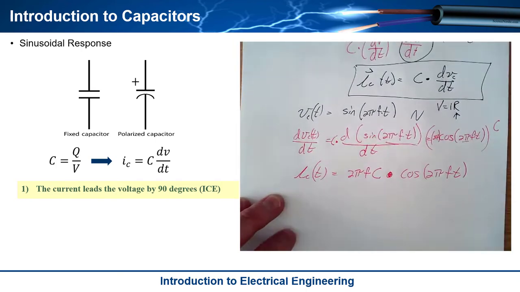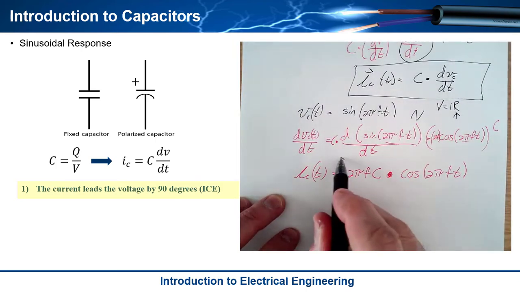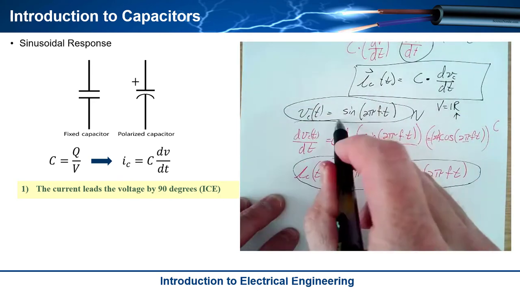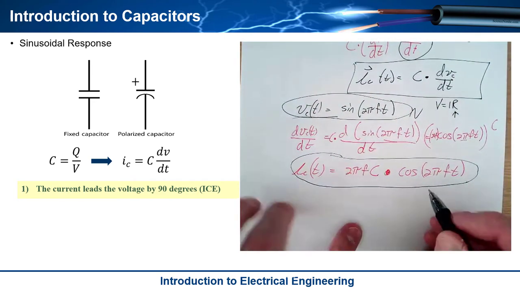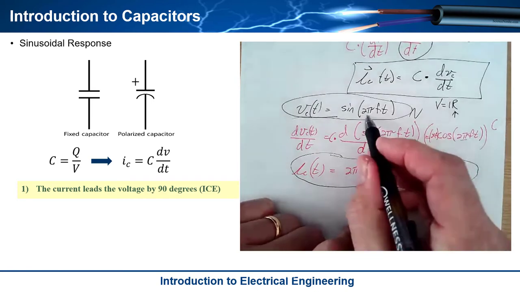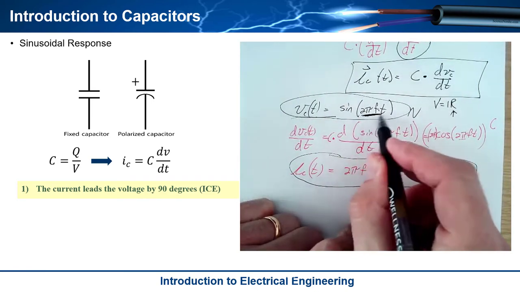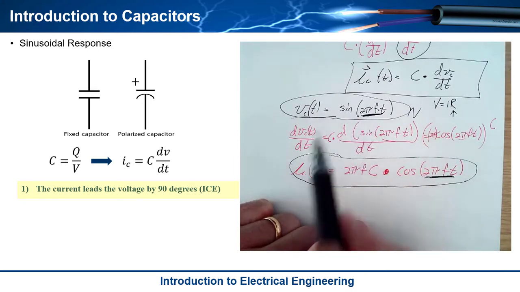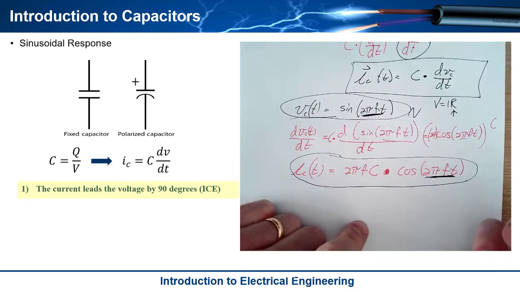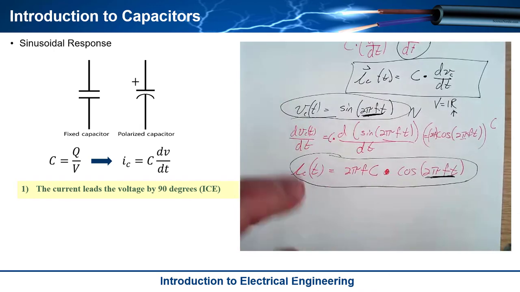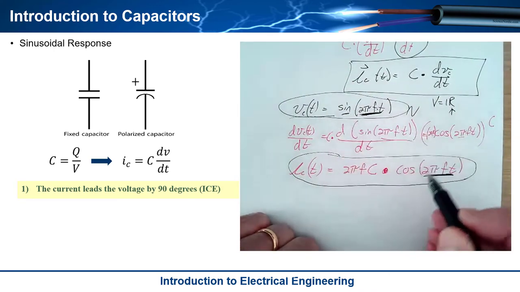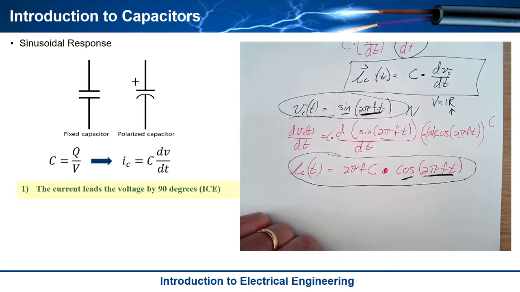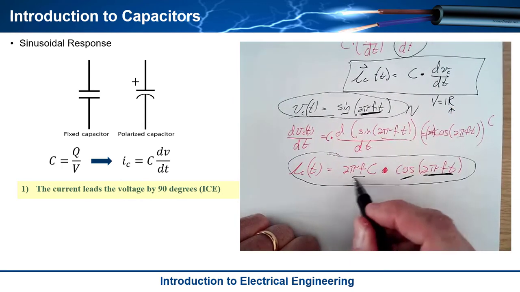Now, why was that important? Take a look at this. This is the current through the capacitor, and this is the voltage across the capacitor. Notice a couple key things. Number one, the argument you plug into the cosine and sine is exactly the same, which means they have the exact same frequency and period. Also, cosine is just a shifted version of a sine, and of course the current is scaled.